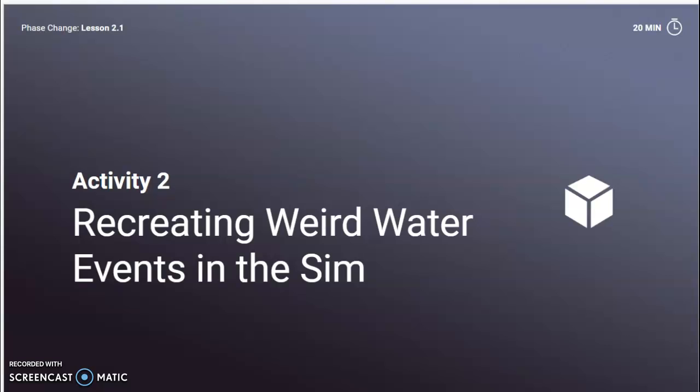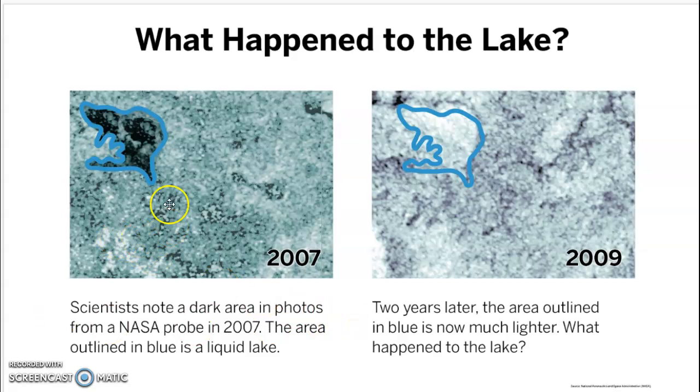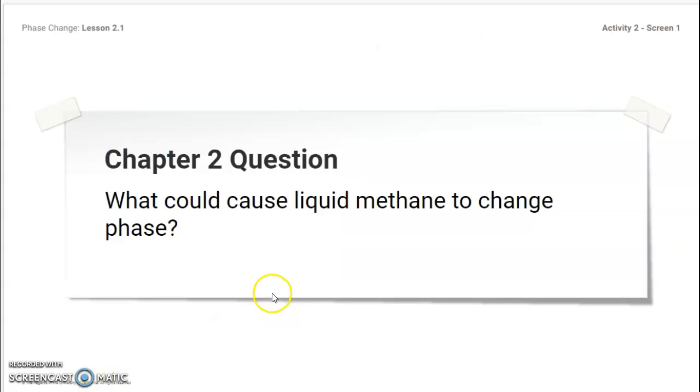We're going to go on to activity 2, recreating weird water events in a sim. We looked before at what happened to this area. In 2007, there was a dark spot on Titan, and now in 2009, 2 years later, that lake is much lighter. So what happened to it? We just want to know, is it freezing or evaporation? We can't go to Titan, so we're going to try to figure it out other ways.